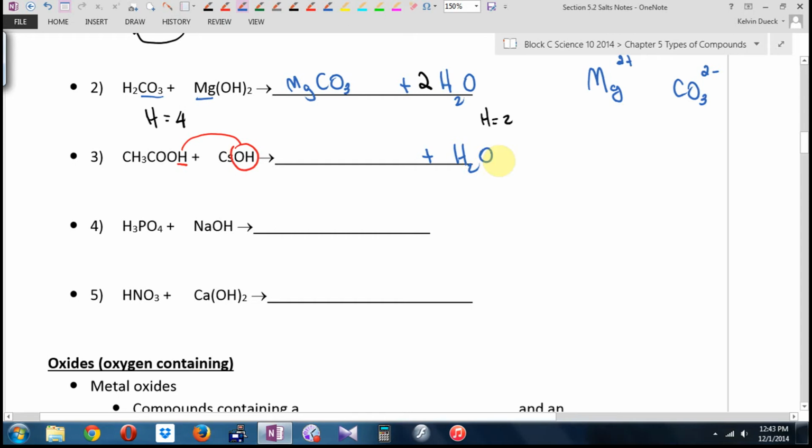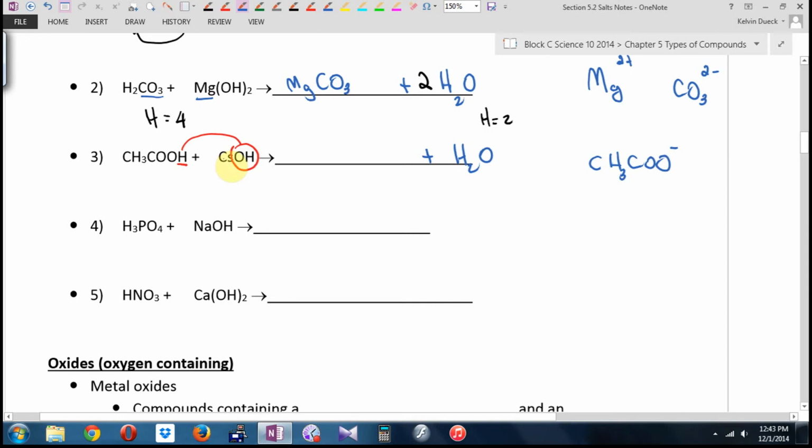When I yank off a hydrogen from acetic acid, I'm left with CH3COO, no H. That's on your pink sheet, isn't it? I hope. Dylan, what is it? It's acetate. What's its charge? You're right. It is. Negative?